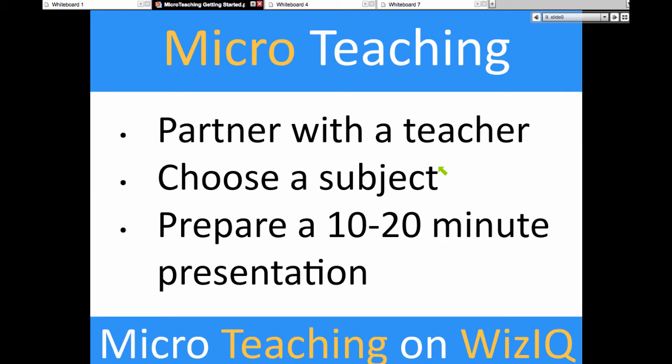Well, the first thing we need to do is partner with a teacher. Again, a teacher could be anyone that is interested in sharing information and getting the experience of micro-teaching with someone else. So that could be anybody. All right, so partner with a teacher could be anyone. Number two, choose a subject. Now, if you had to choose a subject, by the way, how many of you have a teacher already? If you could just write down the name of the teacher that you have already partnered with. Yes, Anne, these are the steps that you will take to microteach.